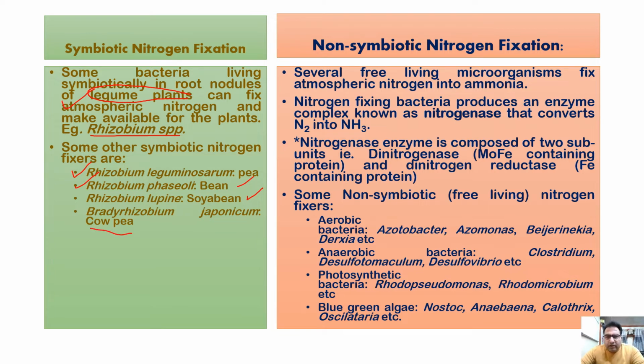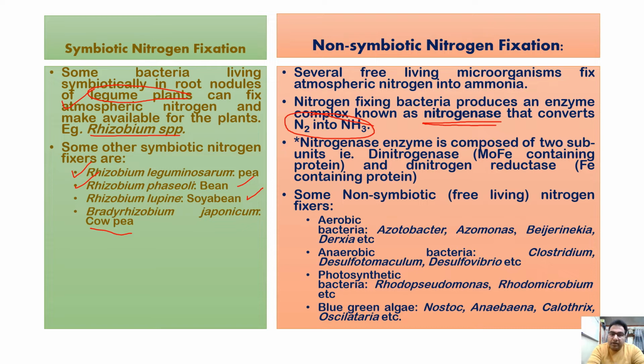When we talk about non-symbiotic nitrogen fixation, there are several free-living microorganisms which fix atmospheric nitrogen into ammonia. They have the ability to fix atmospheric nitrogen into ammonia, and they are not symbiotic. That is why we call it non-symbiotic nitrogen fixation. And what do they do? Nitrogen-fixing bacteria produce an enzyme complex known as nitrogenase. They produce the enzyme nitrogenase that converts nitrogen into ammonia.